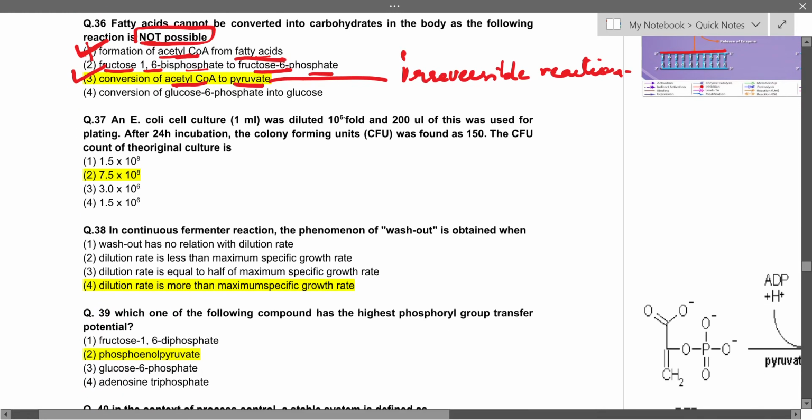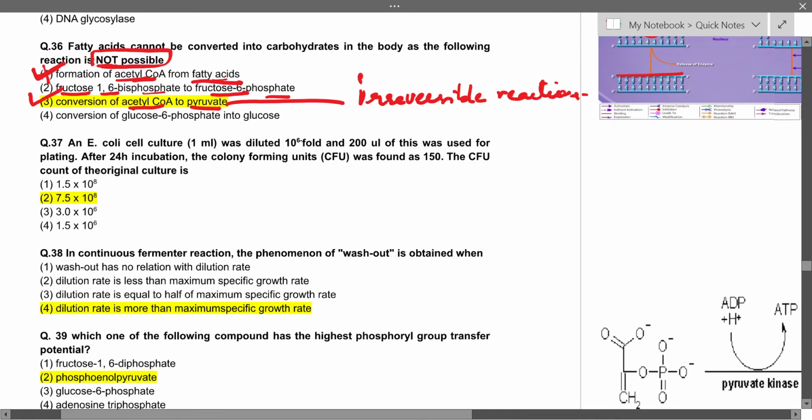An E. coli cell culture of 1 ml was diluted 10 to the power 6 fold and 200 microliter of this was used. After 24 hours of incubation, the colony forming units was found to be 150. The colony forming unit count of the original culture is. For this, first let us write down the formula for calculating the colony forming unit.